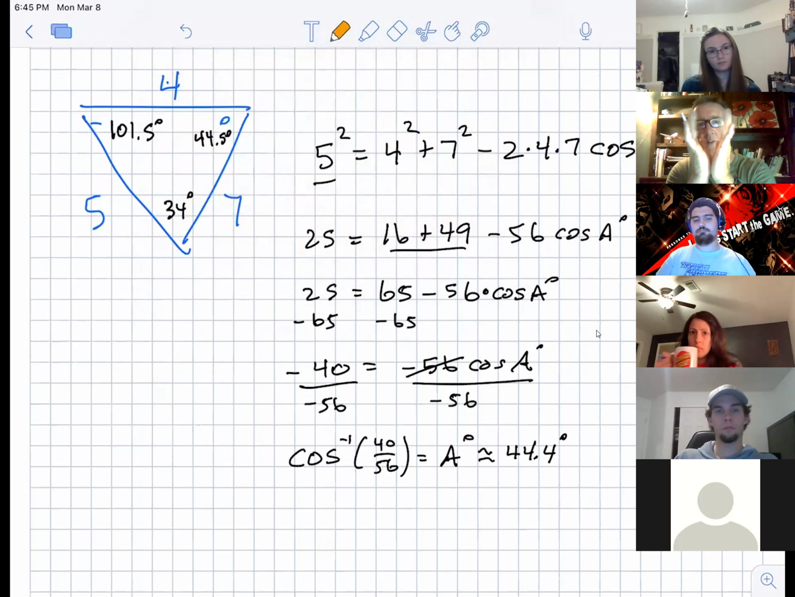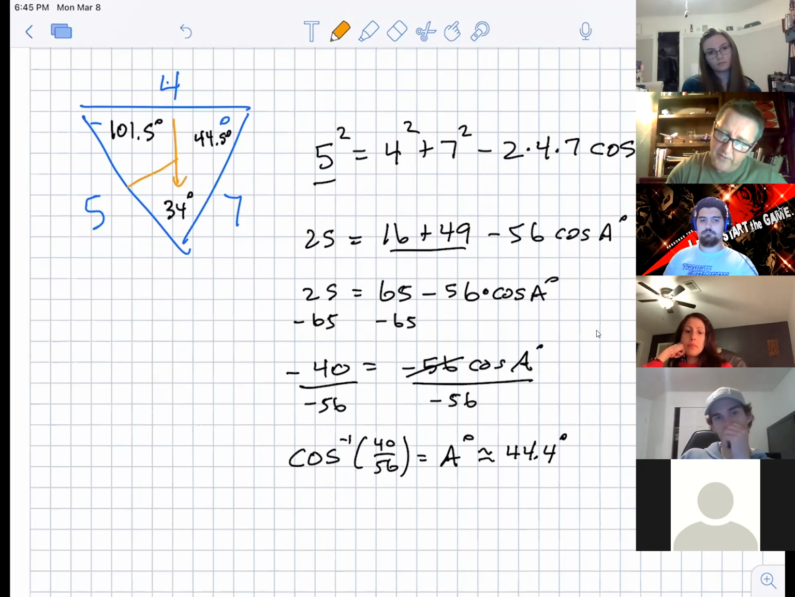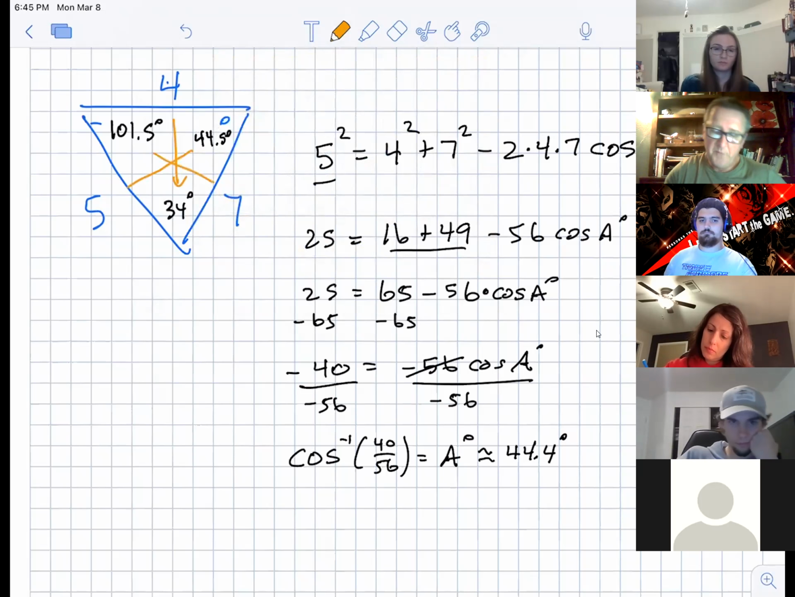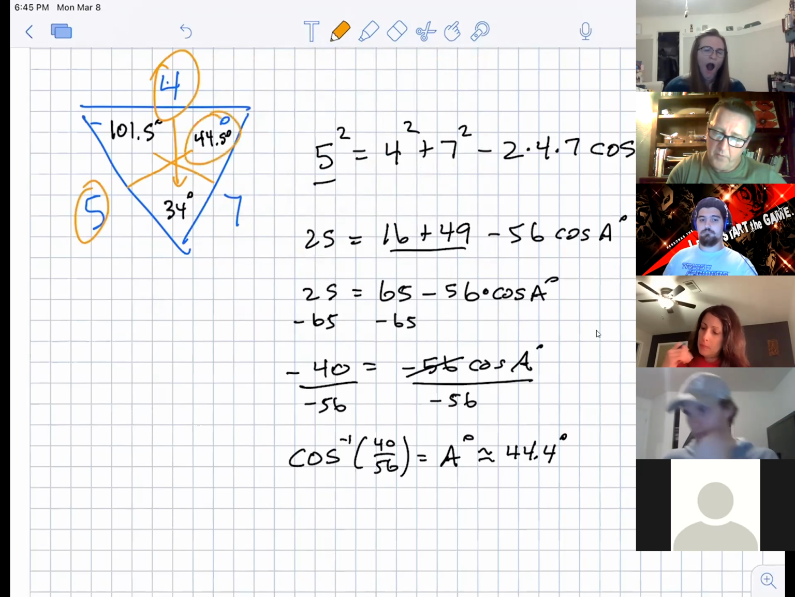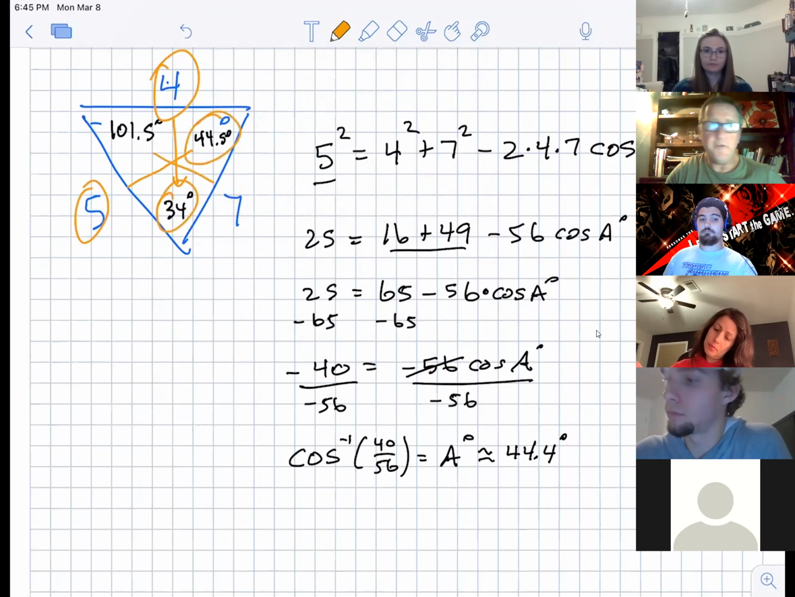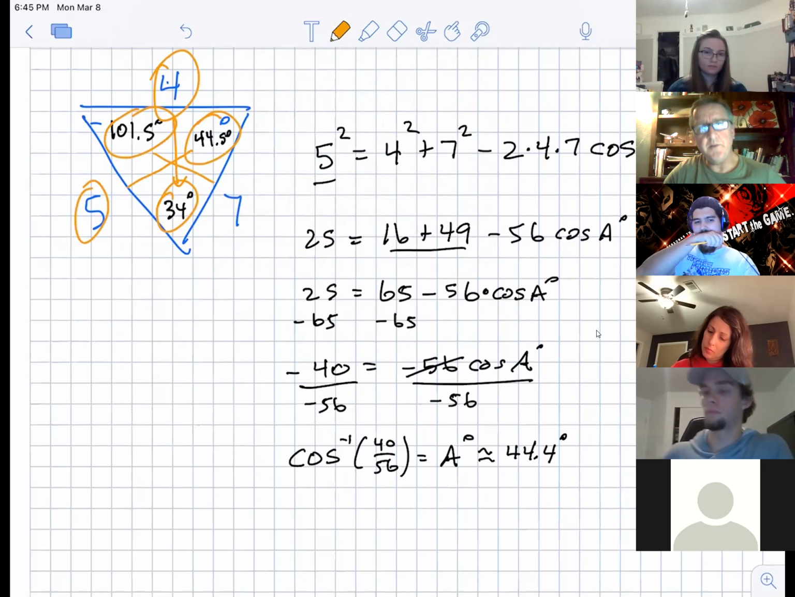If 4 is the smallest side, then isn't the angle across from it going to be the smallest angle? And the medium-sized side, 5, is across from the medium-sized angle, and the big side's across from the big angle. Notice 4 and 5 are pretty close to each other. So 44 and 34 are pretty close to each other, but 7's way bigger. The angle across from it's way bigger. Use that to check your work sometimes. If the biggest side is not across from the biggest angle, you got it wrong. Something's wrong.